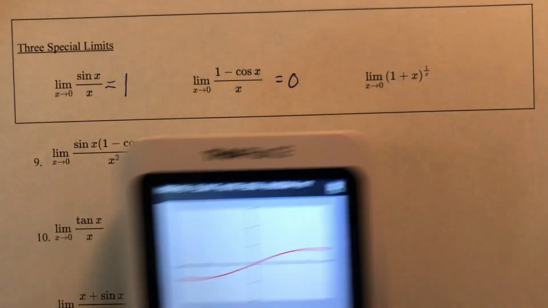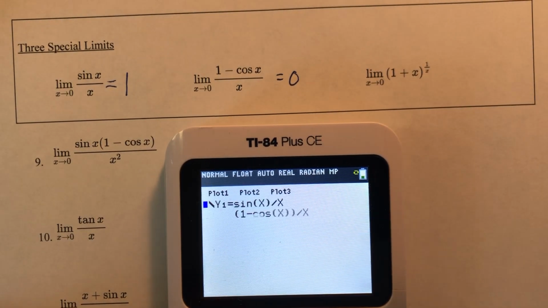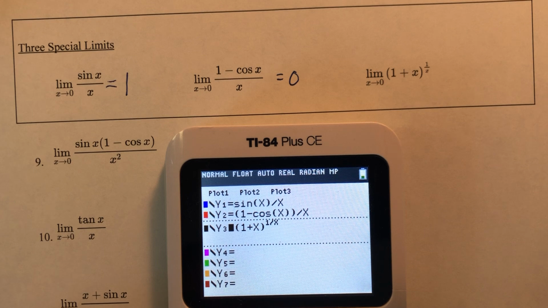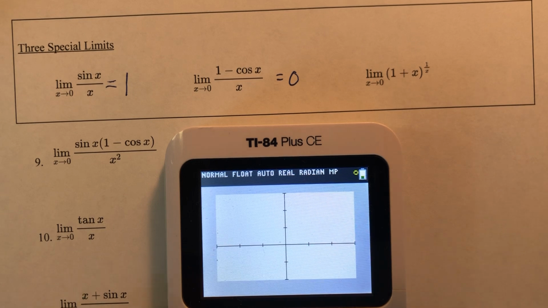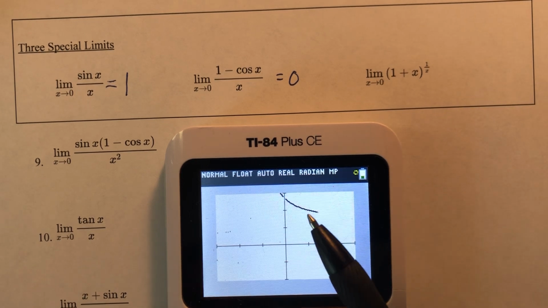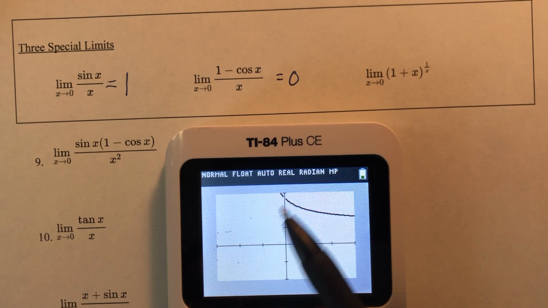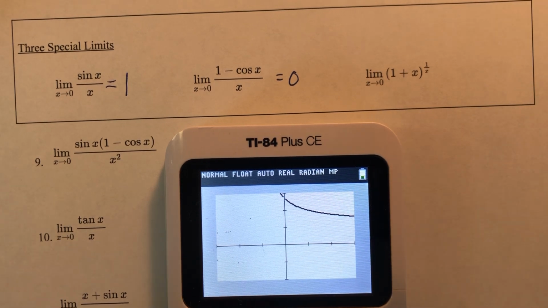And the third one is not going to be as obvious, and we're not going to use it as much, but it's good to know. The limit as x approaches 0 of (1 plus x) to the 1 over x. We'll turn that on and we'll graph it. See a few random dots, and then, oh, there it goes. Something up here. I wonder what that is. And knowing the answer, I'm going to go ahead and show you what it is.